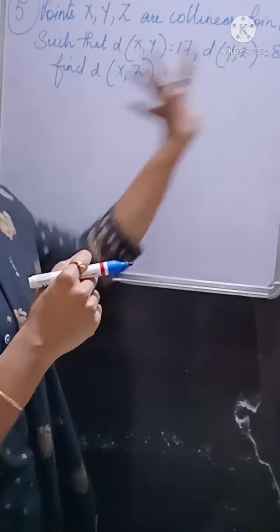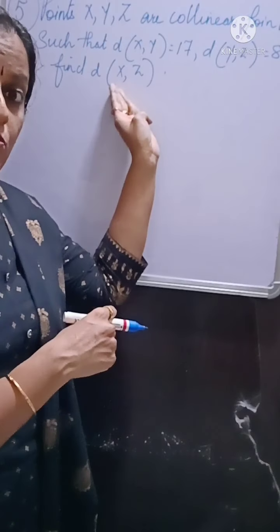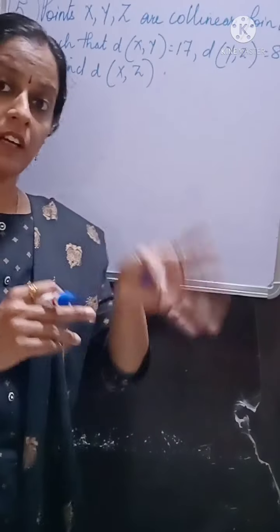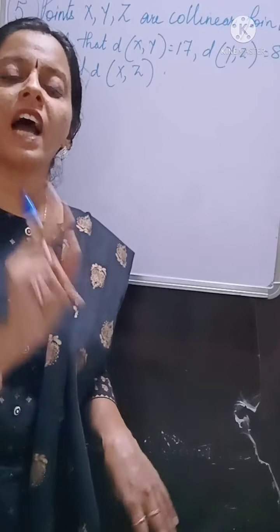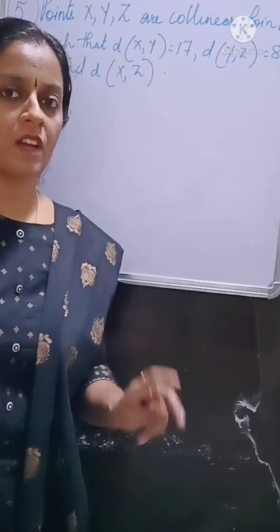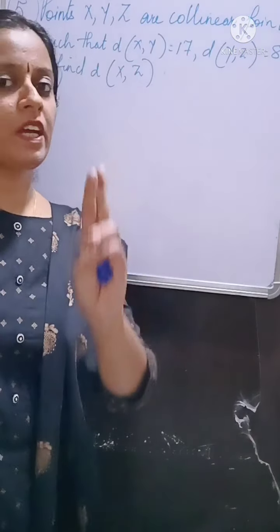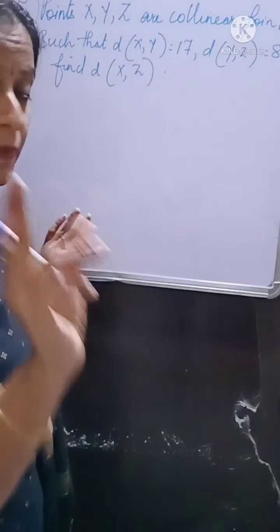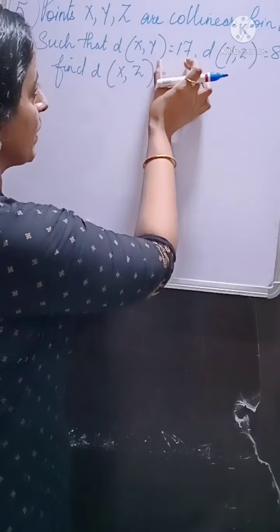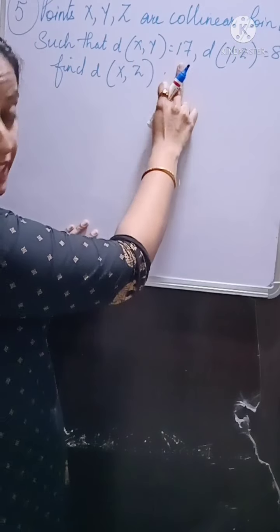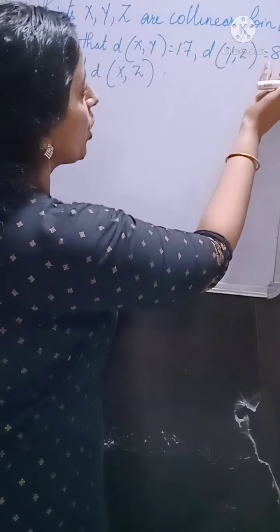They have given us 2 distances and they are asking us to find the distance between points X and Z, the third distance. In such cases, you will have two possibilities. Understood? If the betweenness property is not given, there will be two possibilities. What are the two possibilities? You will see the bigger number. This 17 is the bigger number, so you don't look at that. Look at the smaller number.